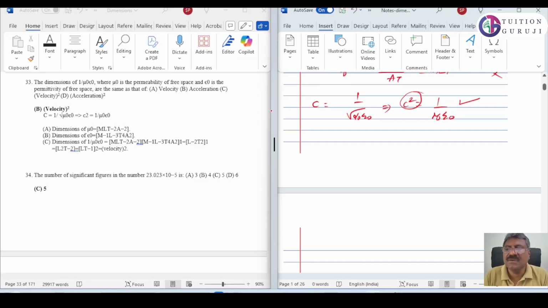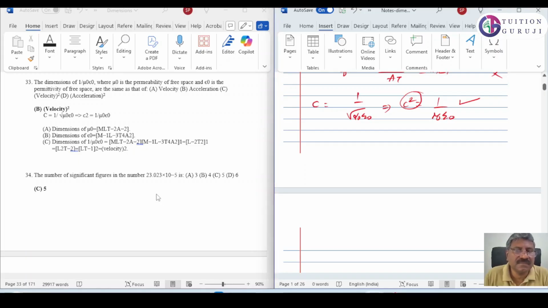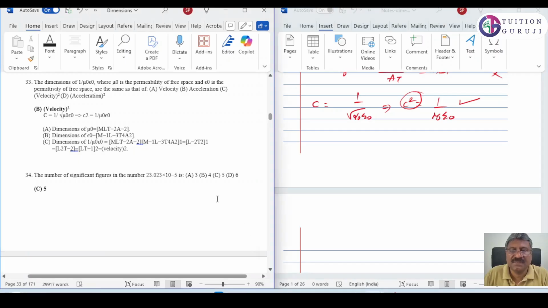Velocity square, where c is the velocity of light in vacuum. Now the number of significant figures in the number 23.023 into 10 raised to minus 5 is, we know that the power has nothing to do with it. Now only this we have to consider. The significant figures are in 23.023. There are 5 significant figures.